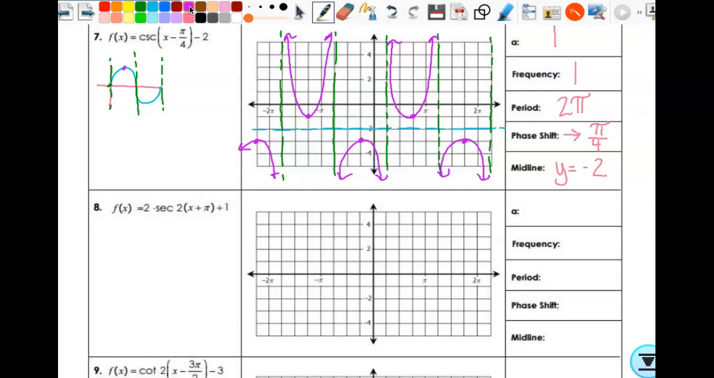Any questions at all? Do you understand how to use the original parent functions to do the opposite to get these graphs? All right.